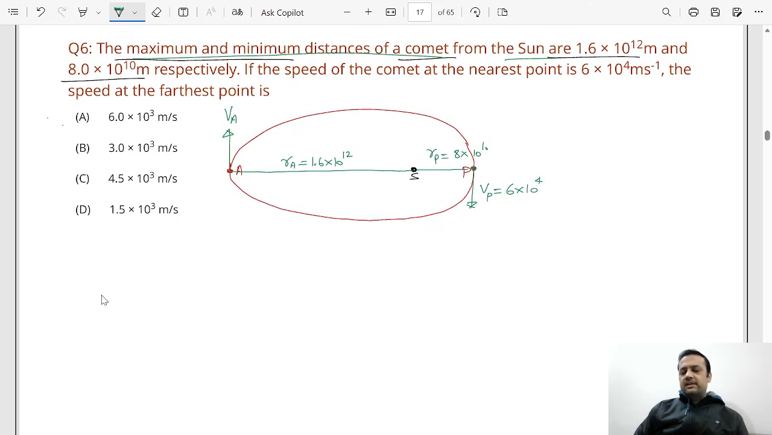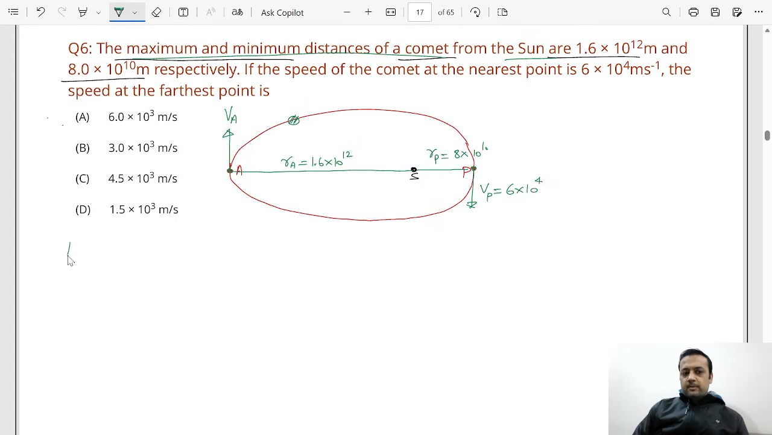Now, this is a very easy question. If you remember, the angular momentum of the comet, or of any body in elliptical motion around the sun, will be constant. Why? Because the torque of the gravitational force will be zero about the sun. For example, if the comet is here, the gravitational force will be passing like this. So you can see that the torque of the gravitational force will be zero, and hence angular momentum remains conserved.